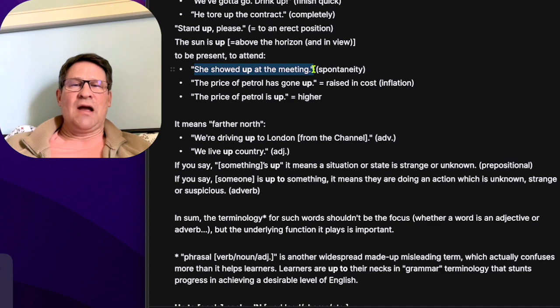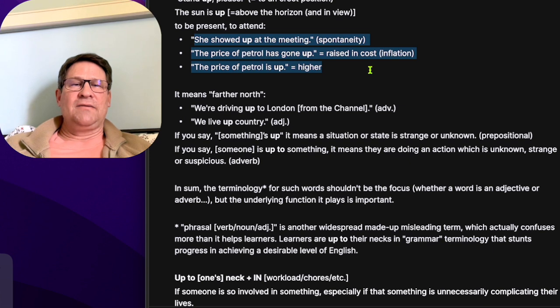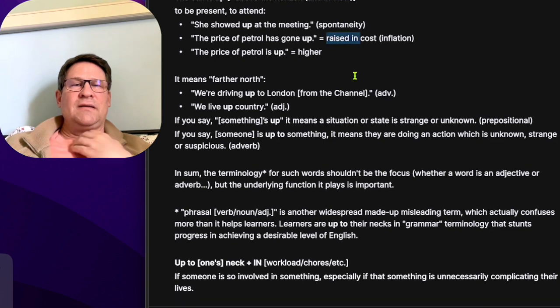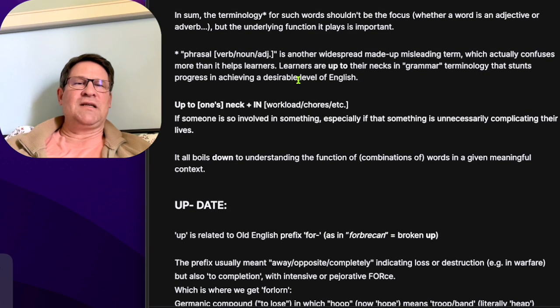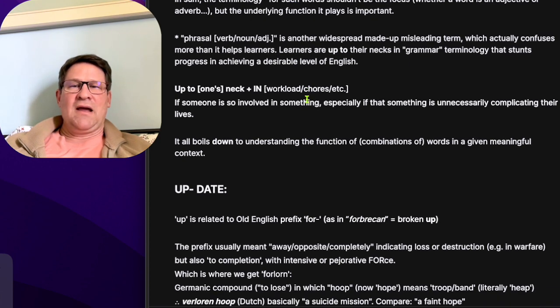So she showed up at the meeting. It was unexpected that she attended. Up can be a raise or rise, inflation. It can be also from south to north, but the terminology for such things is not as important as the underlying function, the intrinsic meaning behind these.